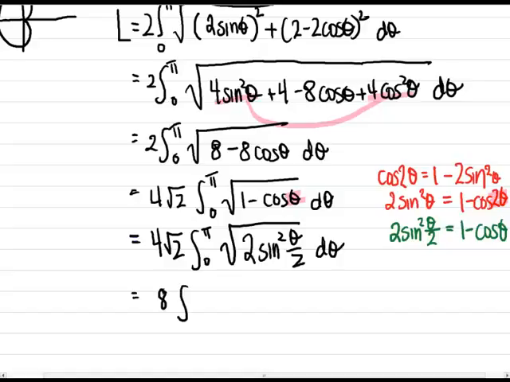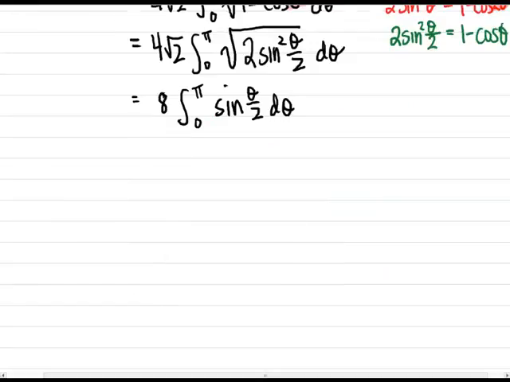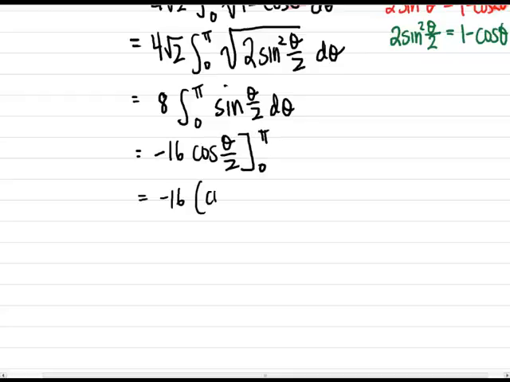I'm going to get 8 times the integral of sine theta over 2 d theta. We can now integrate this pretty easily. I get negative 16 cosine theta over 2 from 0 to pi, which is negative 16 times cosine pi over 2 minus cosine 0, which is equal to 16.